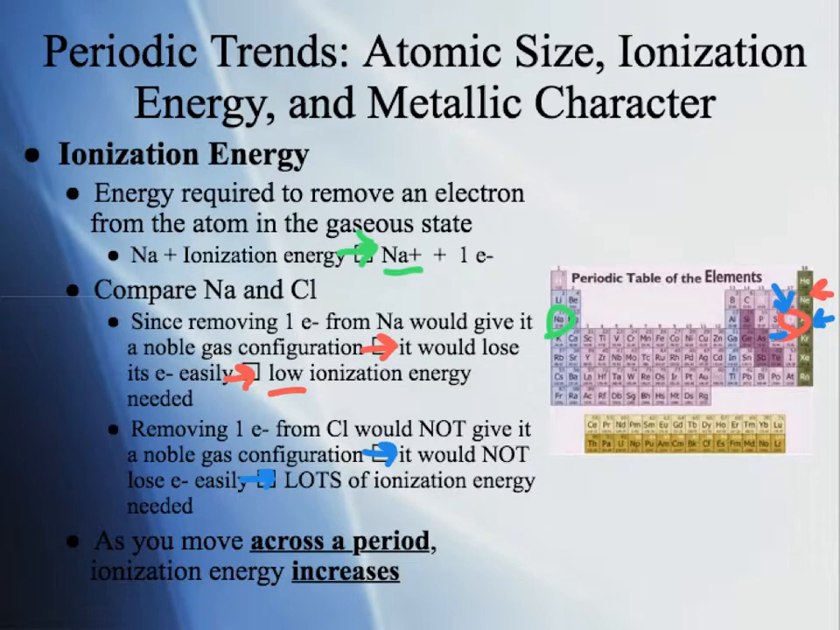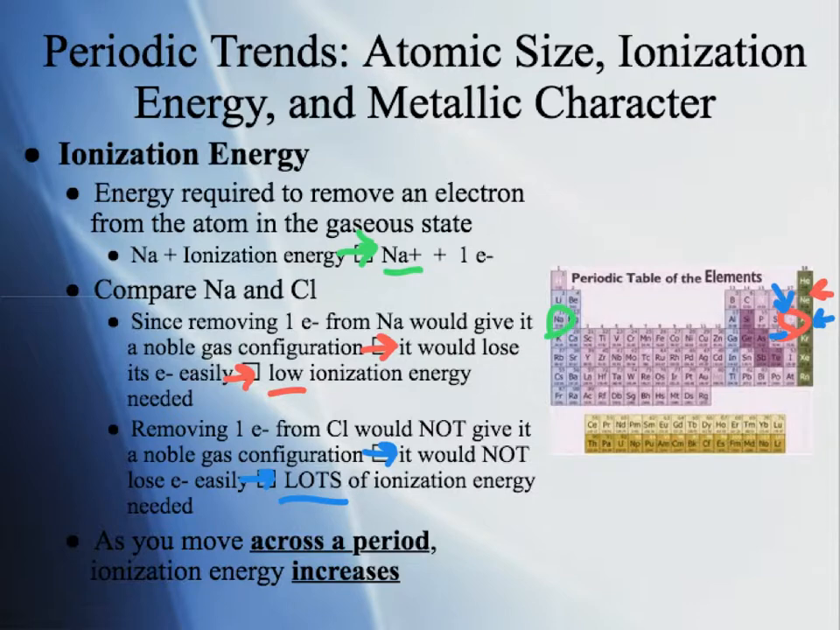He wants to gain electrons. So he's going to hold his electrons super, super tightly because he doesn't want to give any away. He wants to actually get more. So we can say that chlorine is going to have lots of, or high, ionization energy.